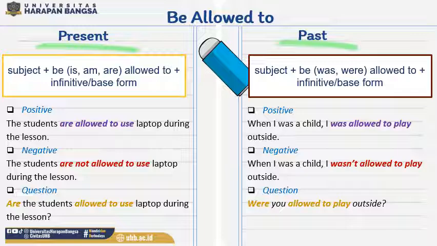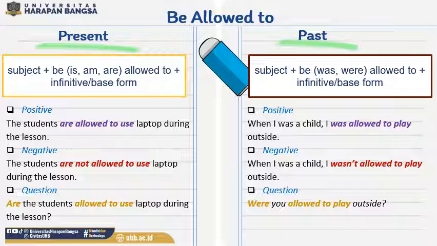Now let's see the examples. Kita lihat yang positive sentence dulu. The students are allowed to use laptop during the lesson. Mahasiswa diizinkan untuk menggunakan laptop selama perkuliahan berlangsung. So here we have are allowed to use. Ada be allowed to diikuti infinitive use. Kenapa be-nya di sini yang dipakai adalah are? Karena subjeknya jamak, yaitu the students.